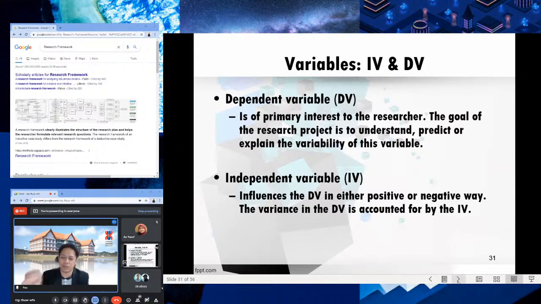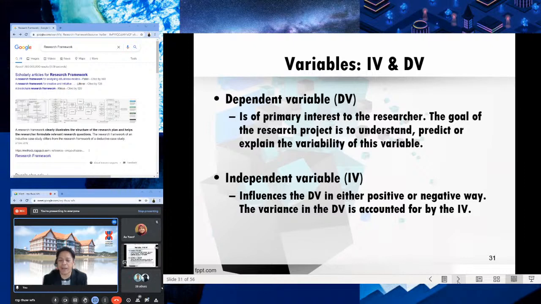You have to set what the dependent variable is for your study. This is a very important variable to highlight, because it is the thing that you want to explore further. The second one is the independent variable.